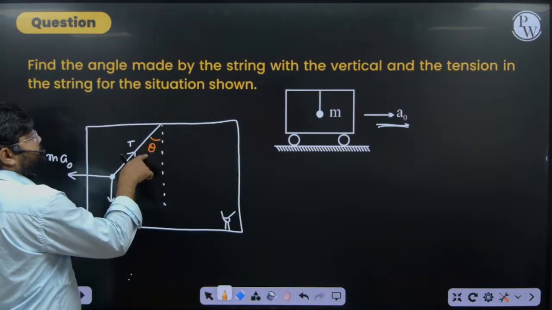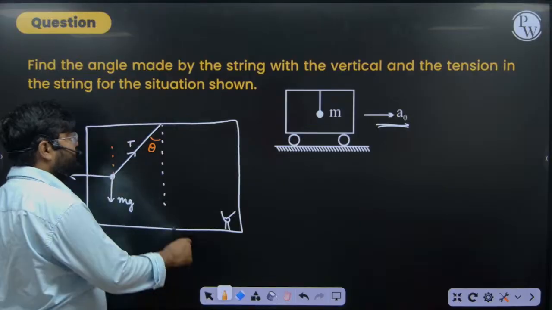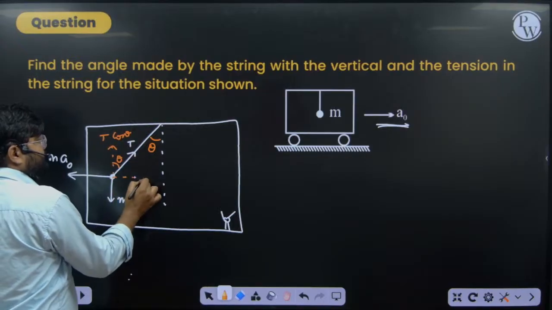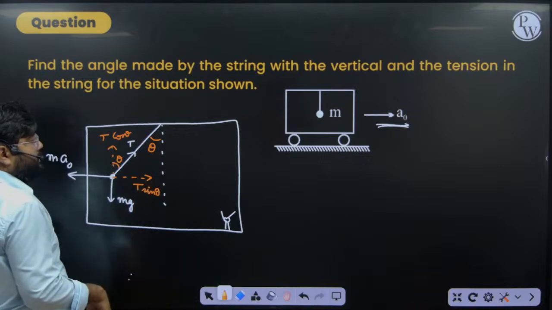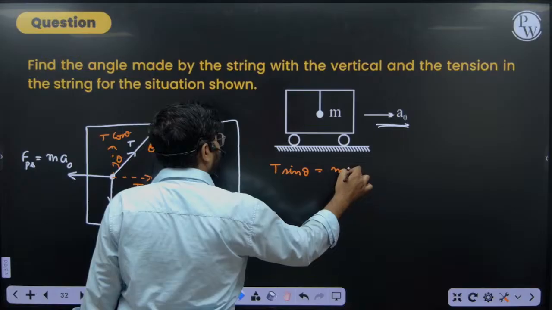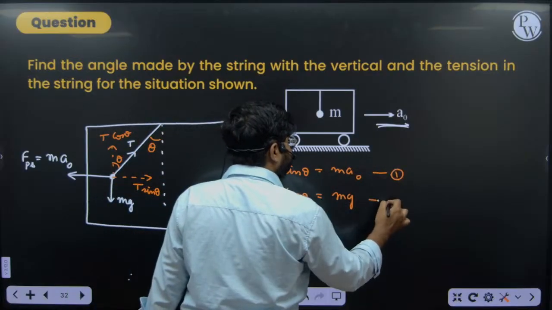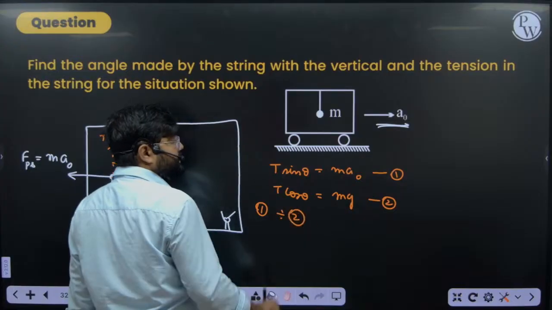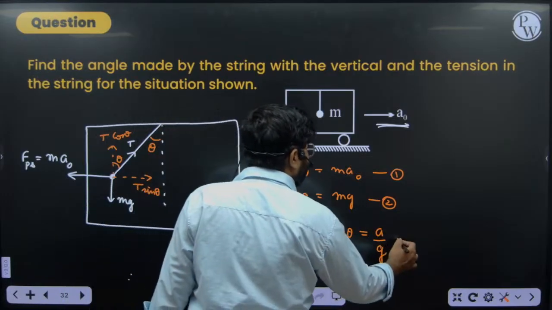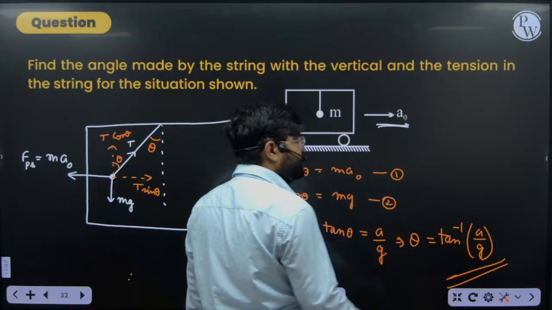Now we can resolve. This is what we have to find: the angle made by the string with the vertical. Net force here is 0 because this is in equilibrium at this angle. We can resolve tension here. This is theta, this is theta. So this is T cos theta and this is T sin theta. Now left equals right, top equals bottom for equilibrium. Now we divide these two equations, and we will get tan theta as a by g. So the angle is tan inverse a by g. This is the answer.